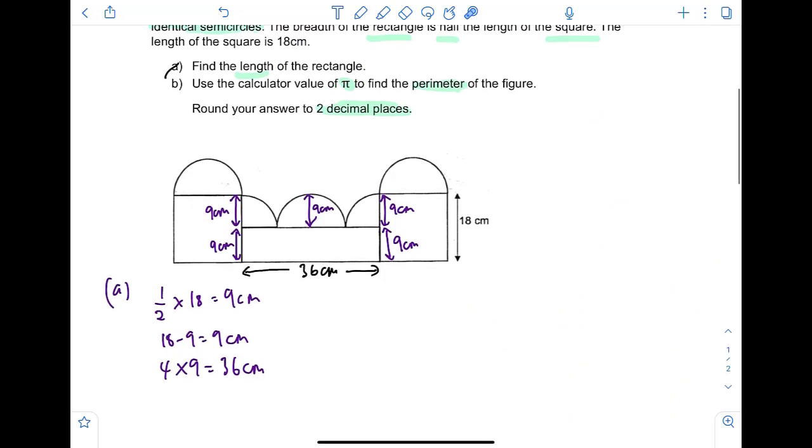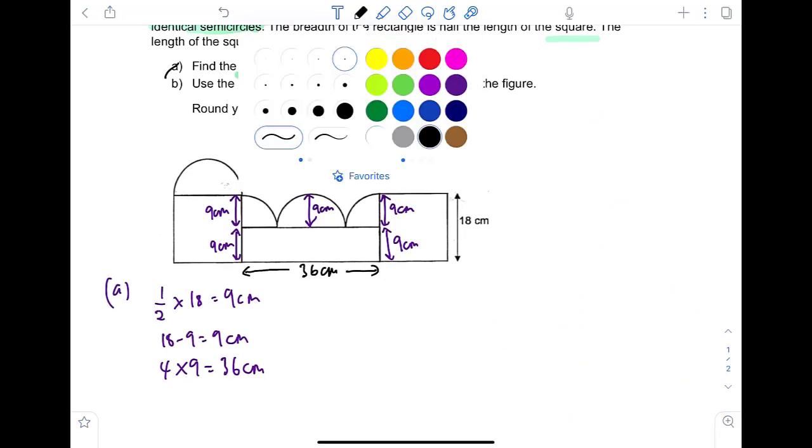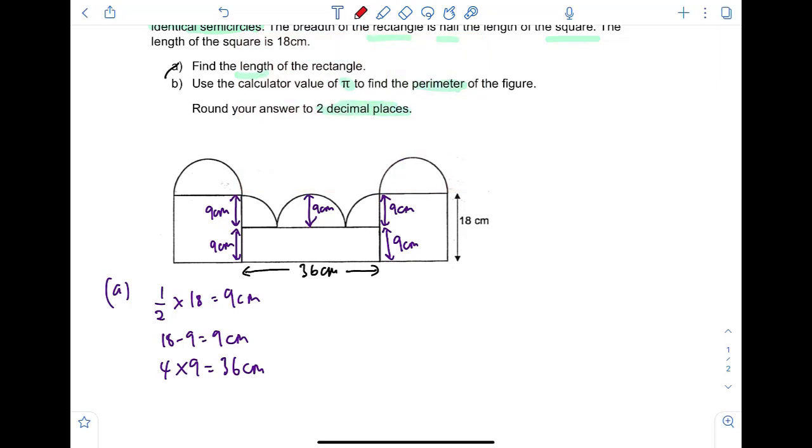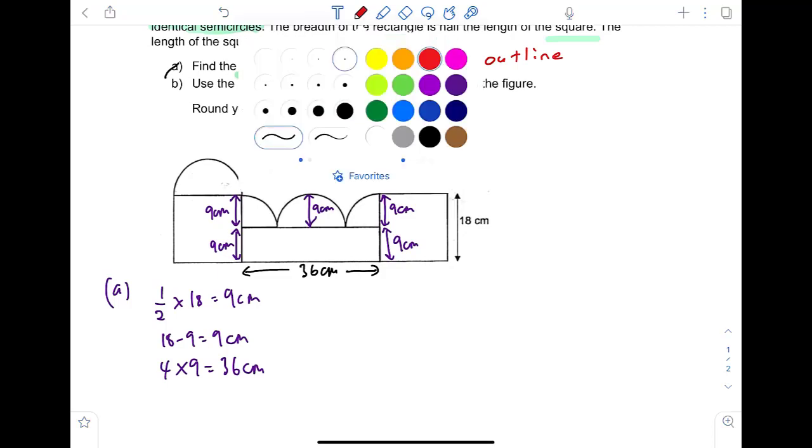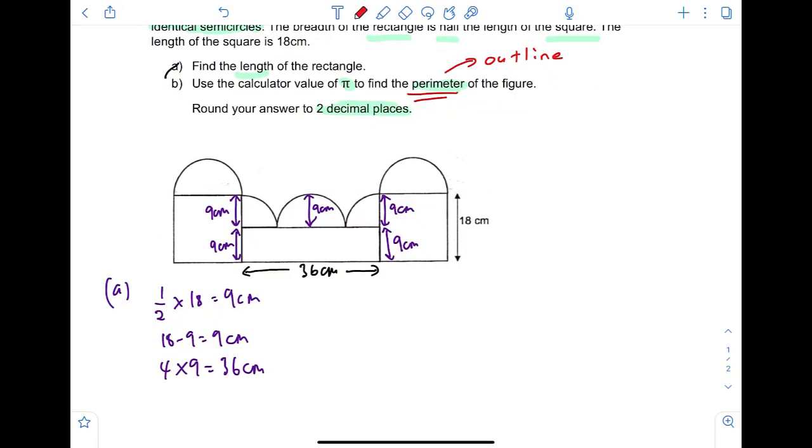Now, how do we find the perimeter of this figure? Perimeter means outline, so it's useful to write this down. We are only interested in whatever is on the outside. So let's mark out some straight lines first. We have 18 here, another 18, 36, 18, 18, and some curves.